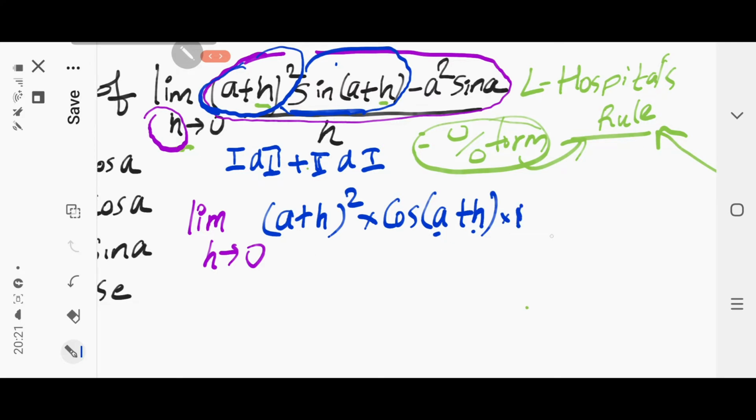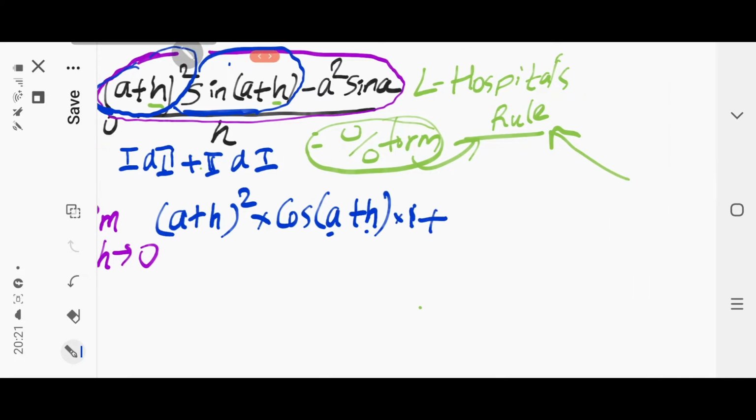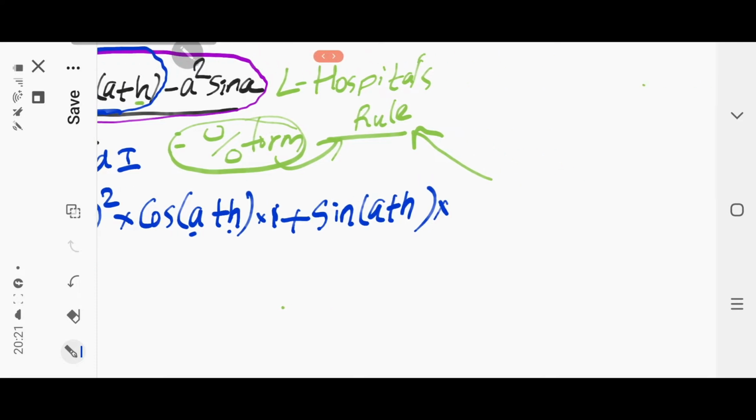The first into the derivative of the second, plus again the second into, what is the second? The second function is sine of (a plus h). Then you have to take the derivative of the first one. What is the derivative of what? You take the derivative of which one? (a plus h) the whole square. How to take the derivative?